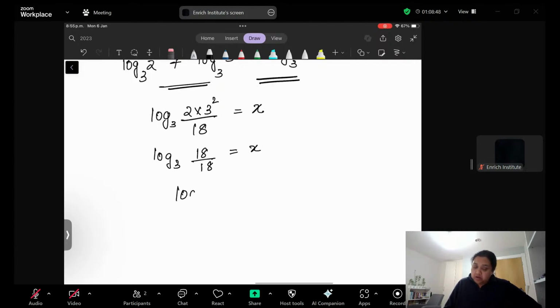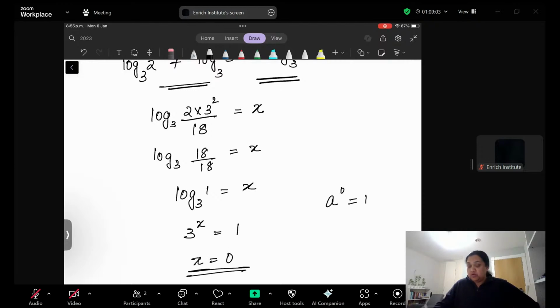So log 1 to the base 3 is equal to x. Now you go to the formula book and find out how you will write it. You can write this as 3 to the power of x is equal to 1. So x is equal to 0. Anything to the power of 0 is equal to 1. This is again there in the formula book. You get the value. So this is how we work on the logarithm questions.